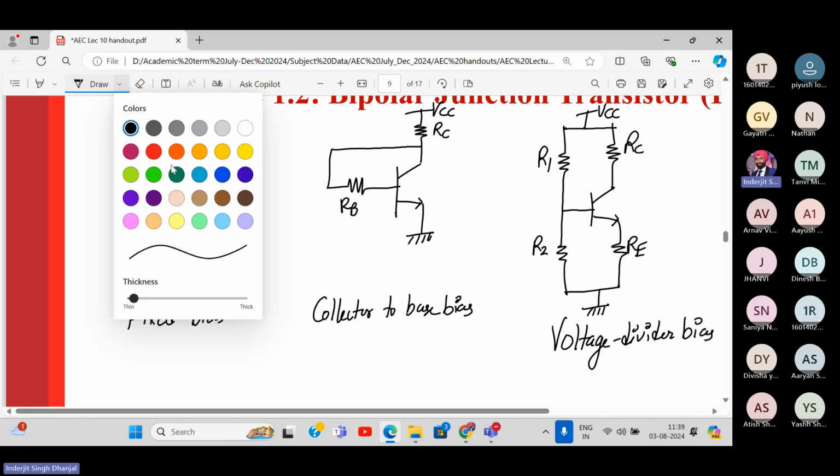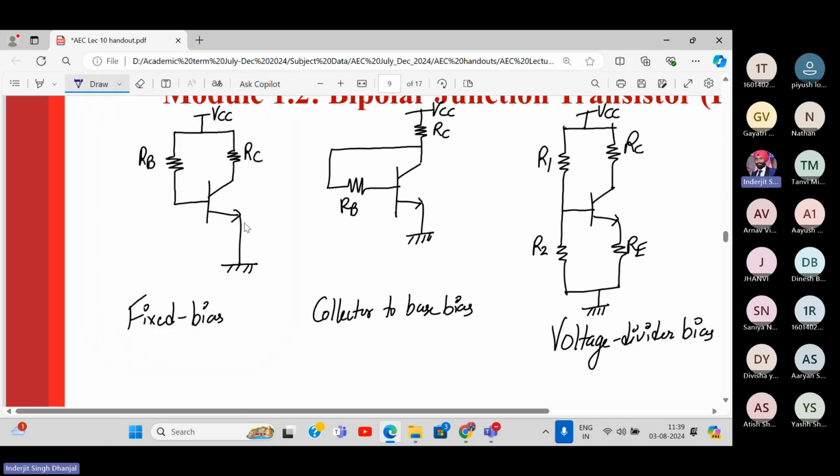Now, if I add a variation here, that means if I add a resistor in place of this wire, RE, then it becomes fixed bias with RE. If I add a resistor at the emitter terminal, between the emitter terminal and ground, then it becomes collector to base bias with RE. So these are the primary three biasing circuits, and with variation, it becomes five.